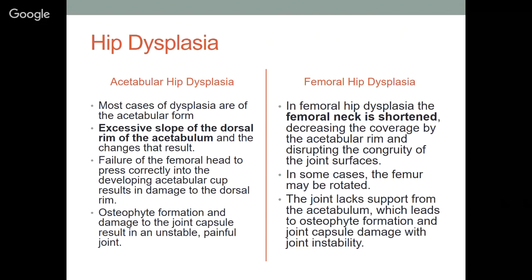Femoral hip dysplasia. In femoral hip dysplasia, the femoral neck is shortened, which decreases the coverage by the acetabular rim and disrupts the congruity of the joint surfaces. In some cases, the femur may be rotated. The joint lacks support from the acetabulum, which leads to osteophyte formation and joint capsule damage with joint instability.